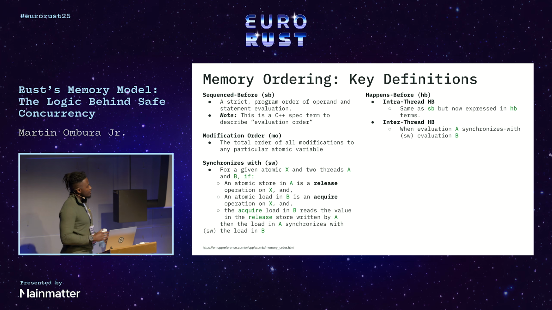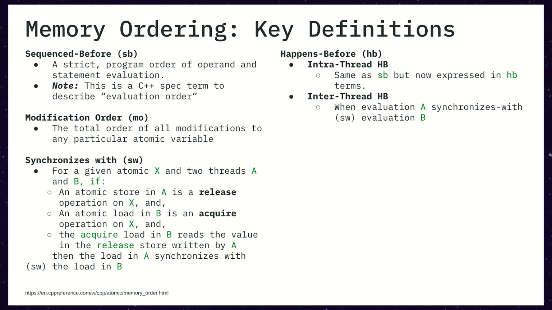So a lot of these, again, come from the C++ reference. Rust still uses them. They might use different words or might not even allude to them, but it's important to have them if you want to deal with these things at a more advanced level. So sequence before basically means that you're following strict program order of operand evaluation. What does that mean? It means that if you have some operation A followed by B, A is sequenced before B. You can just think of it in a way that A just happens before B, as what you've written in program order.